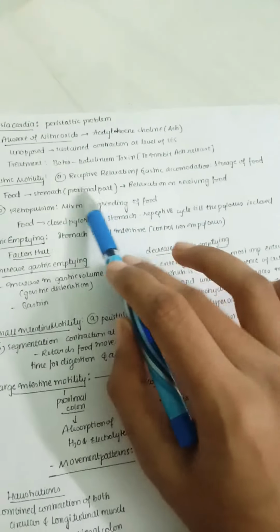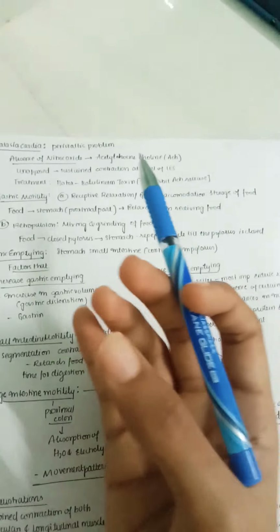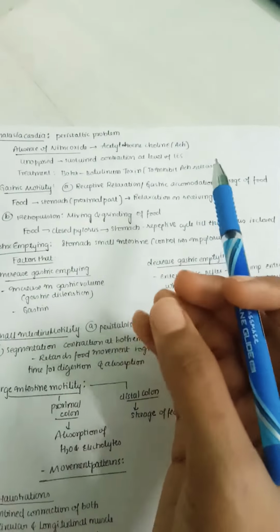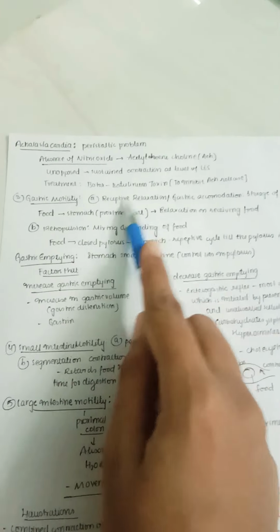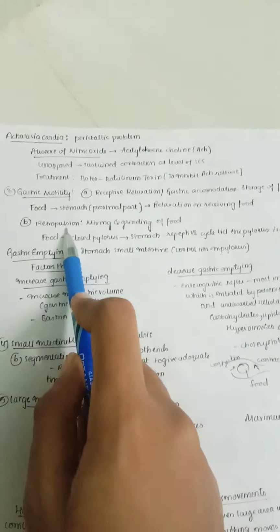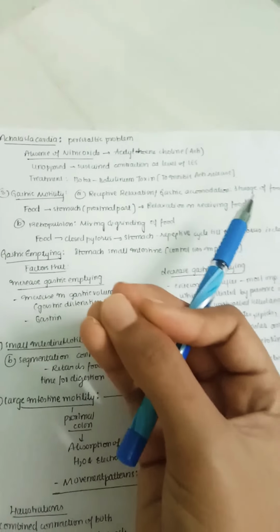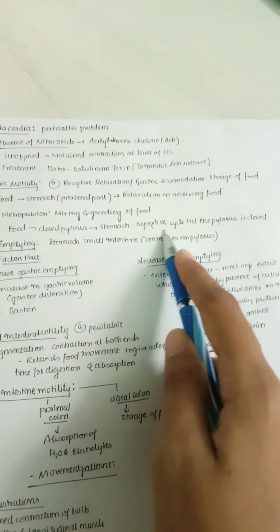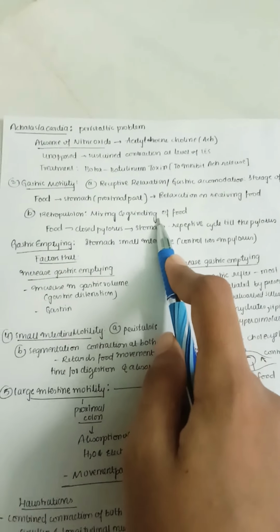Whenever the food comes, the stomach's proximal part relaxes on receiving food. So to receive that food, the stomach will undergo relaxation. That is called receptive relaxation. What is retropulsion? Mixing and grinding of food is called retropulsion. When the food is traveling to the closed pylorus, at the end of the stomach, if the pylorus is closed, the food will come back and mix. So that is repeated in a cycle till the pylorus opens. So here the mixing and grinding of food takes place.